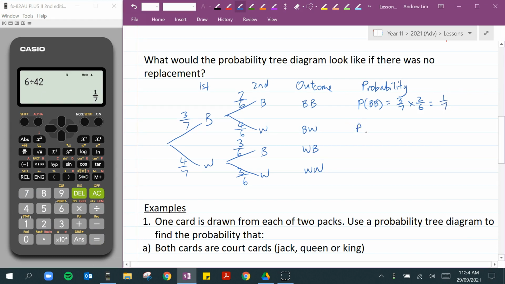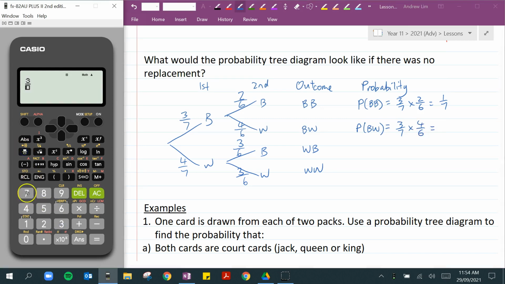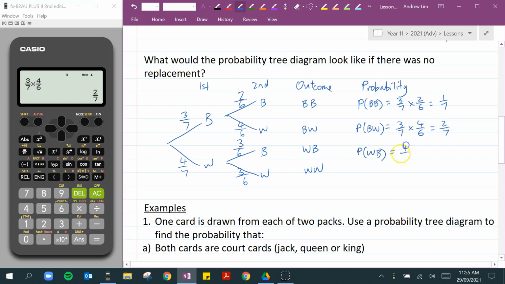Probability of black and white, 3 out of 7 times 4 out of 6. Two out of 7. Probability of white and then black. 4 out of 7 times 3 out of 6, which will be, I think, 2 out of 7.